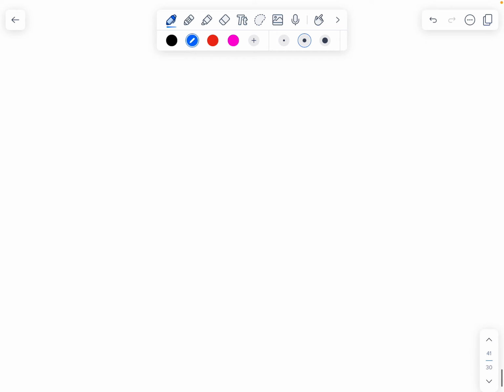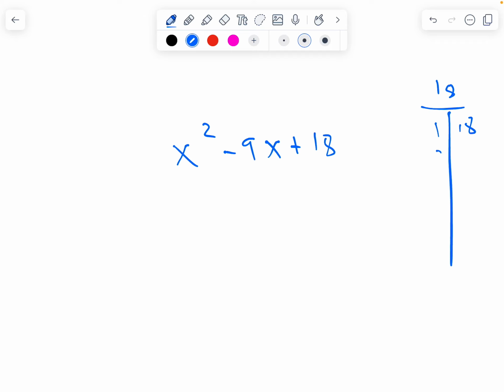So now you try this one with a negative in it. Let's do x squared minus 9x plus 18. Okay, hopefully you've had a chance to think through this. 18 is 1 and 18, 2 and 9, 3 and 6. And looking at these, none of them give me that negative 9.